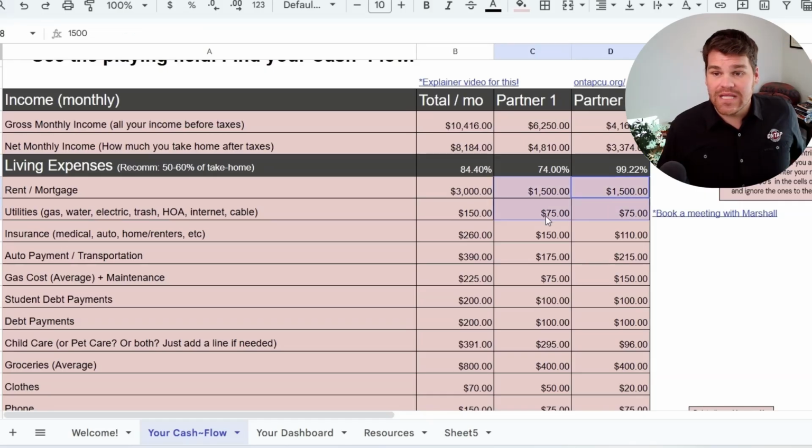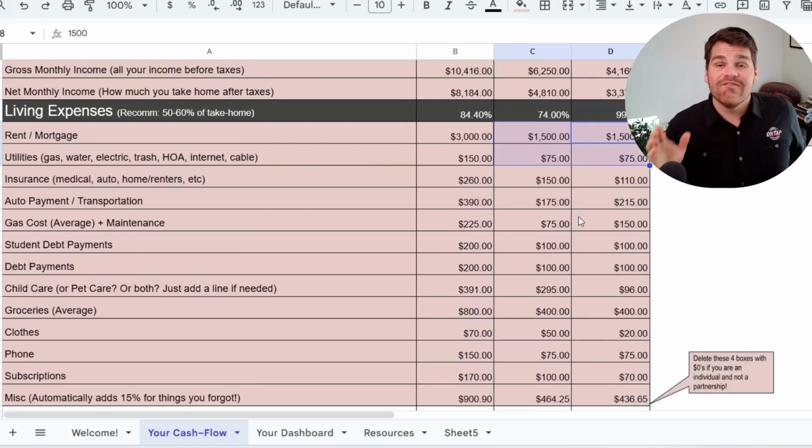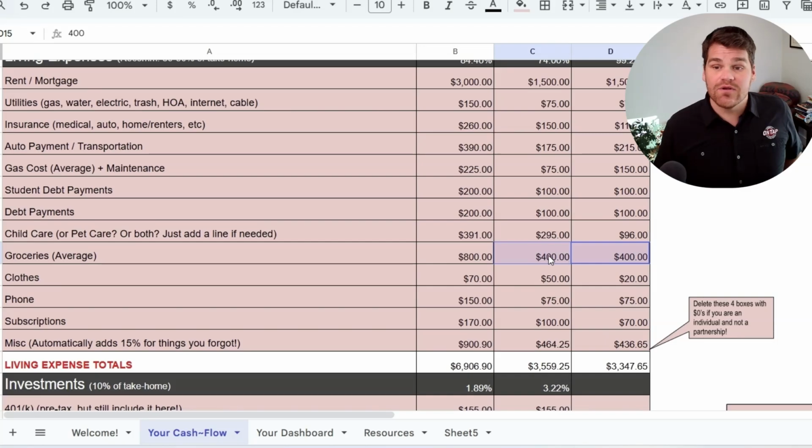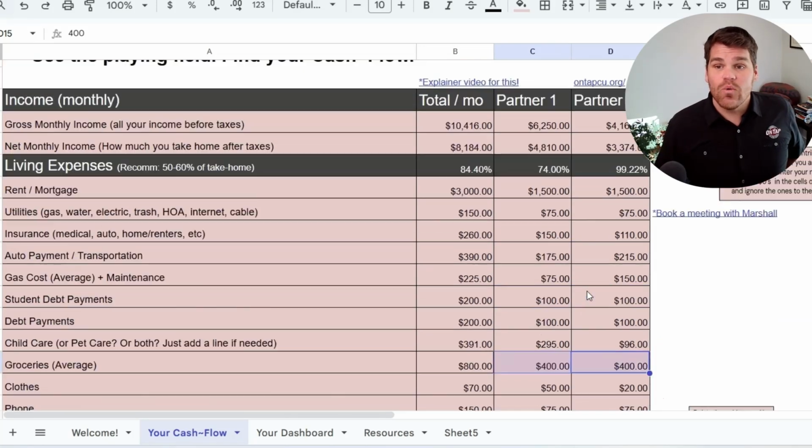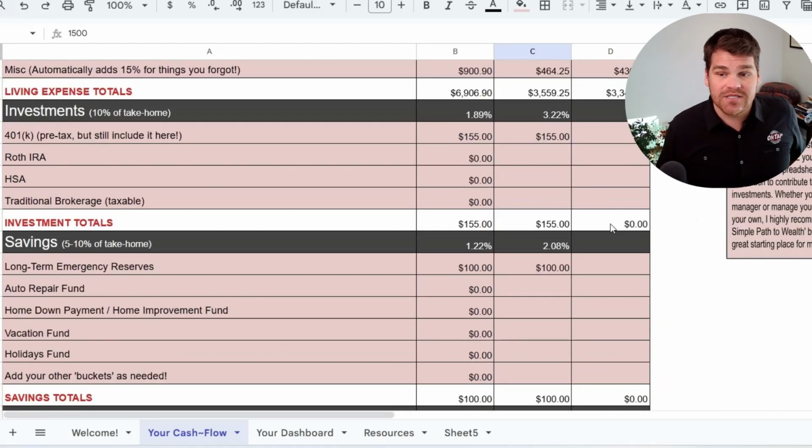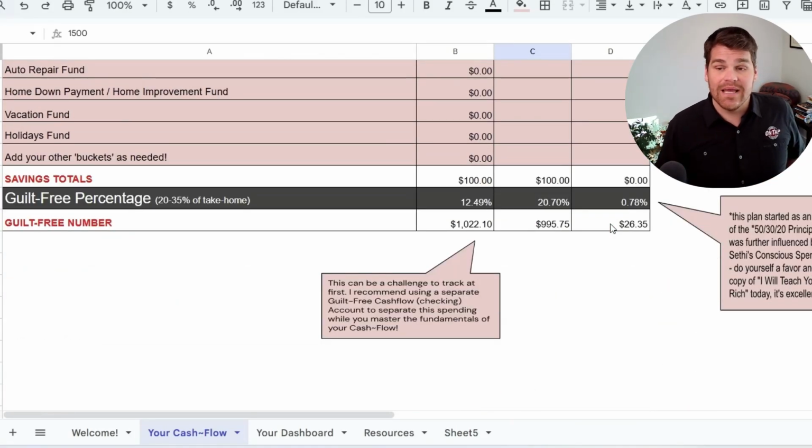Instead, what I'm going to highlight is the fact that Evan's individual living expense percentage is 74%, whereas Eve's is 99%. And the question is, why is that the case? Well, it looks like they are splitting 50-50 things like rent, utilities, even groceries down here. And so what if we were to have a discussion about, hey, what could we do if we split this up more proportionally to the income that we make?